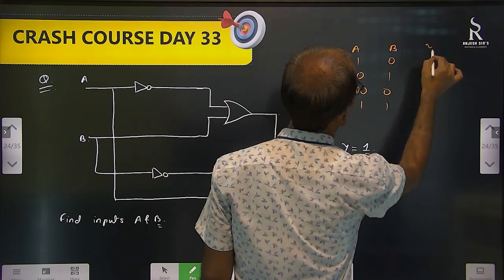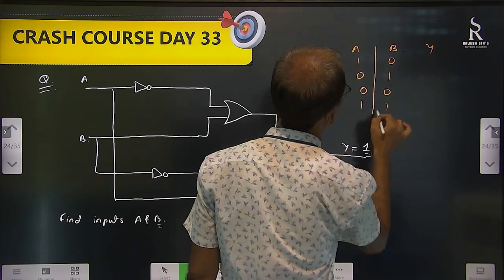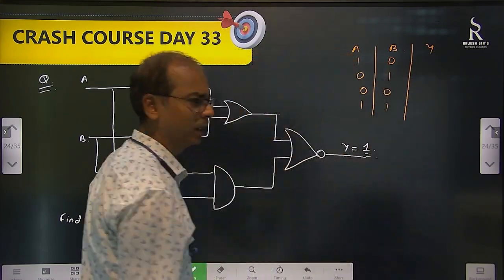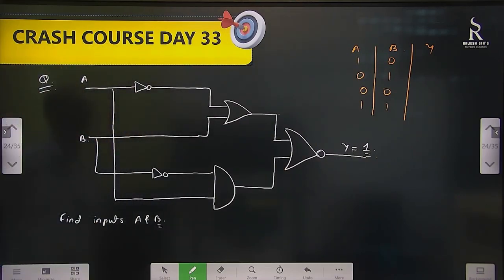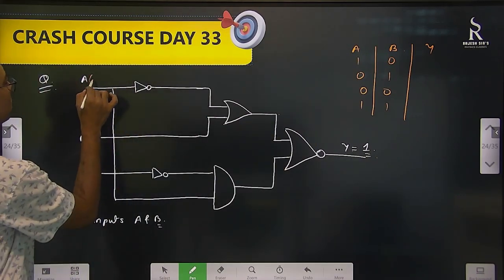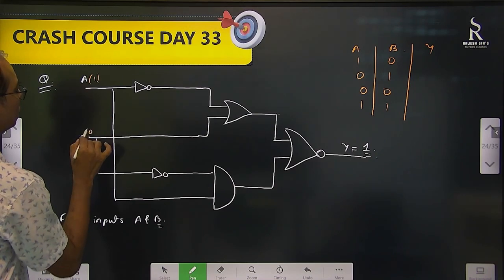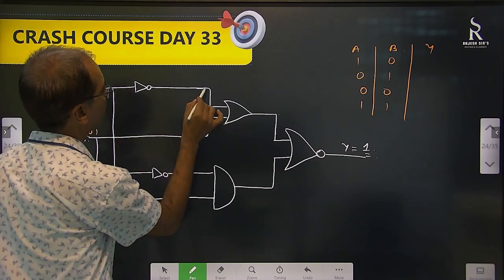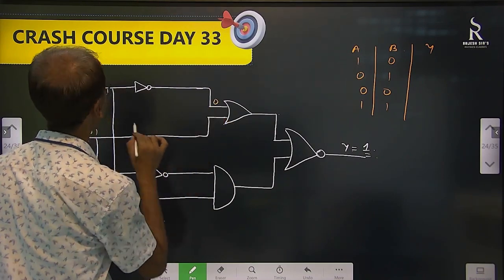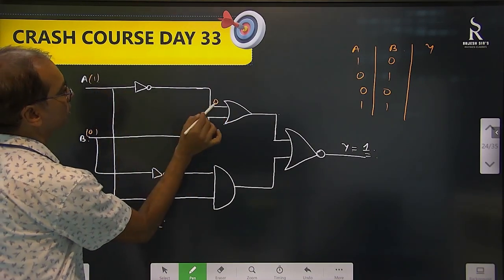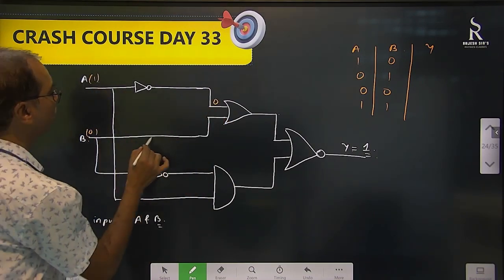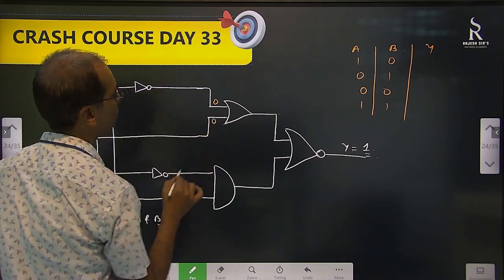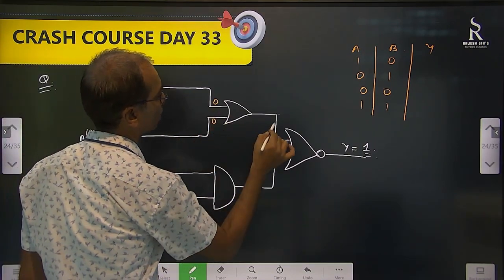Okay. You want Y is 1. You have to identify. Simple that is. First one is 1, 0. So you made this as 1 and this is 0. So if this is 1, you go this direction. Here comes 0. This is 1, this is NOT, so this comes 0. This is 0 already, so this is also 0. So here is OR. Here comes 0.